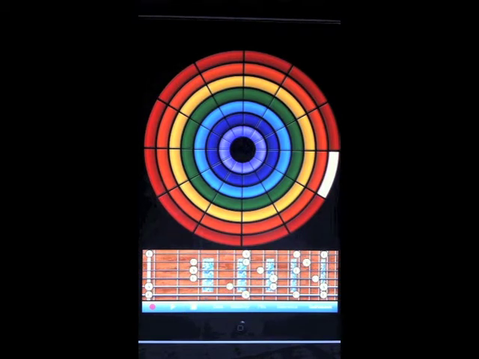Okay. So red, green, blue, red. Green, blue, red. Now, you might recognize that as being Stir It Up by Bob Marley.